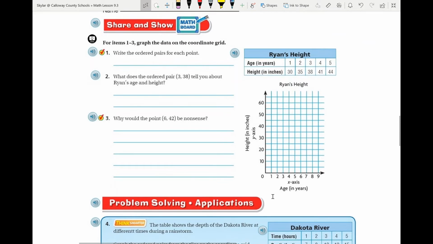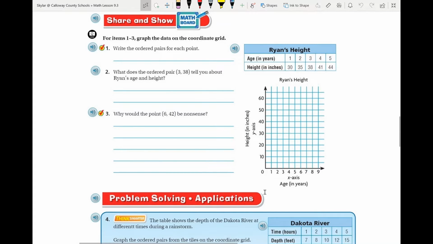Alright, so now for this one, we're doing the exact same thing. We're taking these points, which we already know what they mean. We already know which number represents the axis. If we look down here, x-axis is age, y-axis is height. So throw an x by your age and a y by your height. That way you don't get confused. So write the ordered pairs for each point. That's not going to be too bad. In order to write our ordered pairs for each point, we just take that x-coordinate and that y-coordinate.